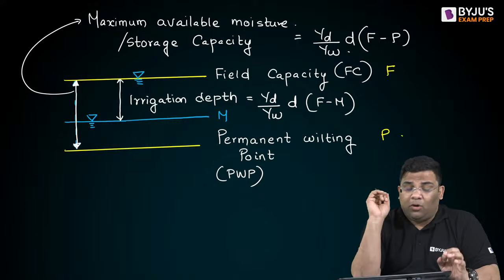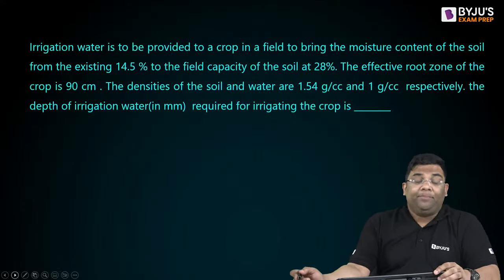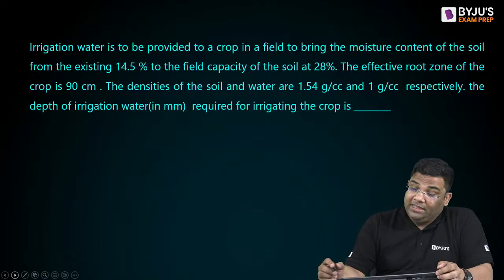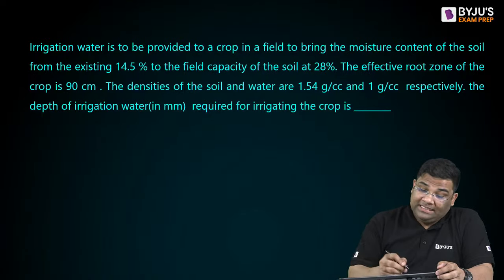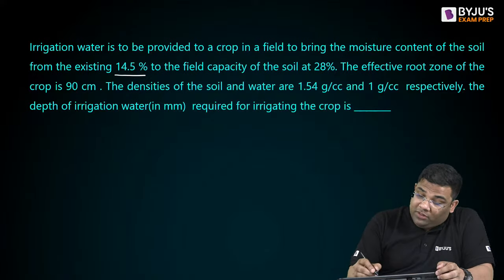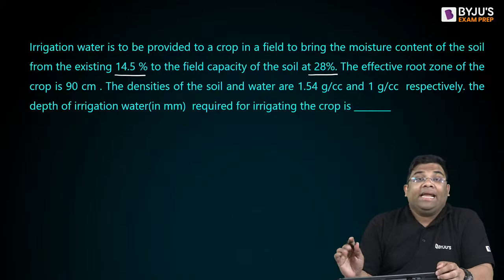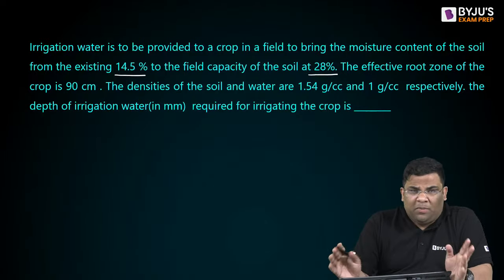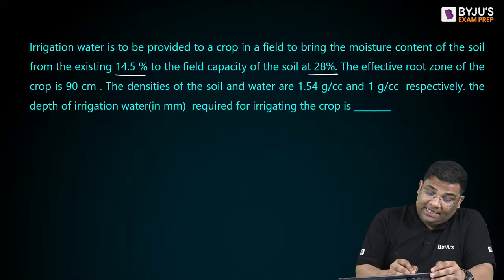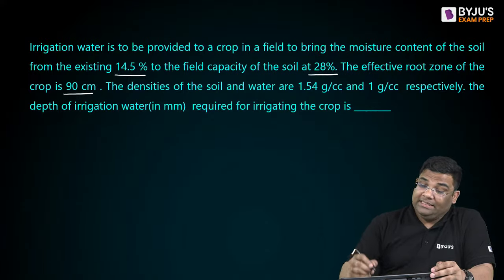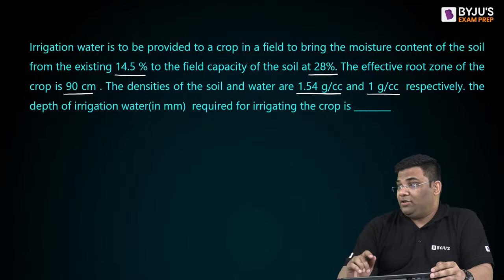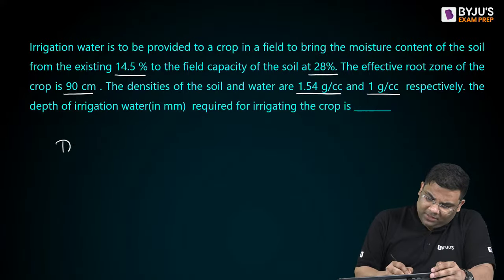Using these concepts, let's solve some questions. Irrigation water is to be provided to a crop in a field to bring the moisture content of the soil from existing 14.5% to the field capacity of 28%. Simple, straightforward question. We'll start with straightforward questions, then go to the complicated ones, right? The effective root zone is 90 centimeter. The densities of the soil, gamma D, and water, gamma W, are also given. They're asking you the depth of irrigation.